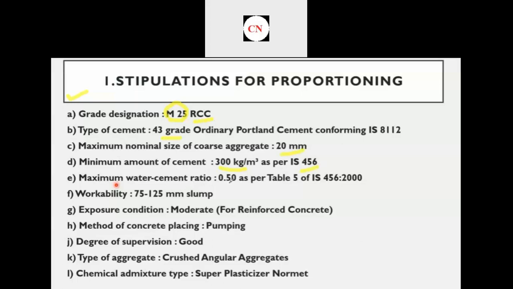Maximum water cement ratio permissible is 0.5 as per table 5 of IS 456 2000. Workability is given as 75 to 125 mm slump. For that slump, we are designing this mix. Exposure condition is moderate for reinforced concrete. Method of concrete placing is pumping, and degree of supervision is good. Type of aggregate is crushed angular aggregates, and chemical admixture used is super plasticizer.